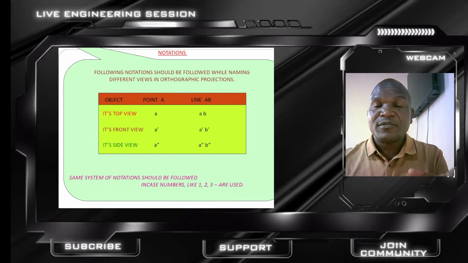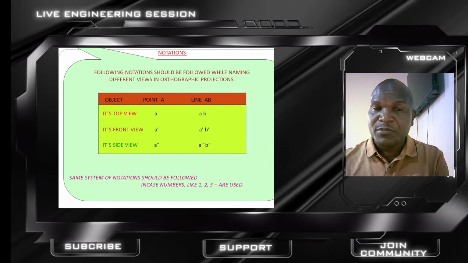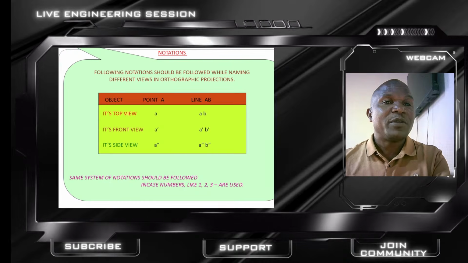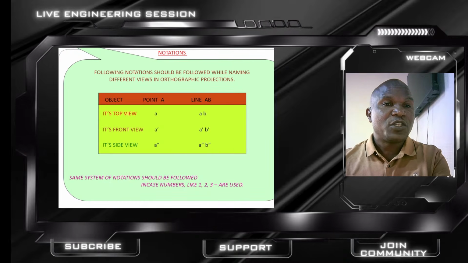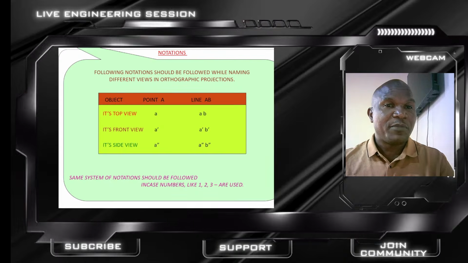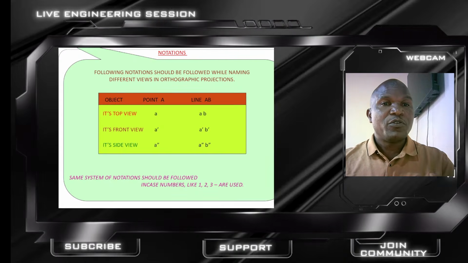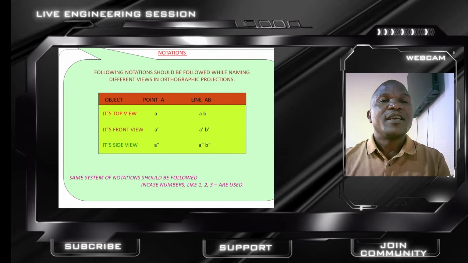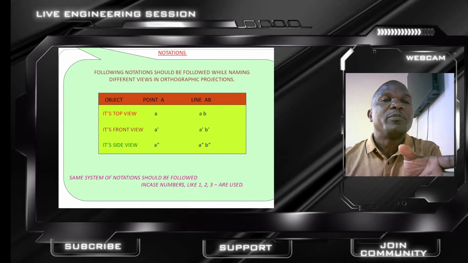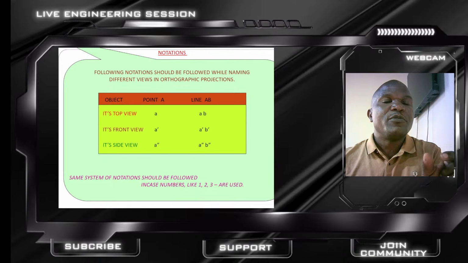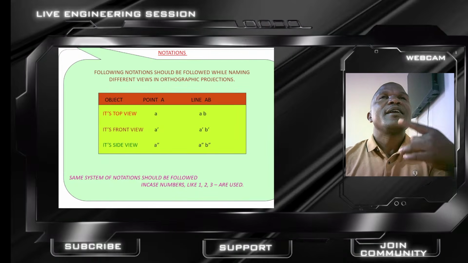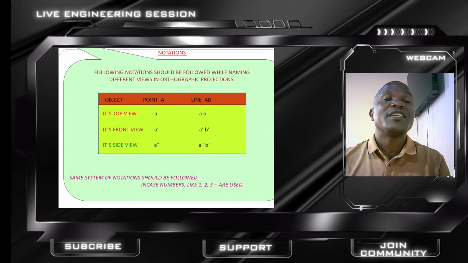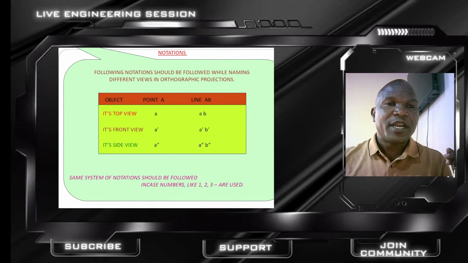In our lecture moving forward, we'll be using small letters, for example a and b, to represent the top view. But when we move to a prime, b prime, they will be representing the front view. And we move further to a double prime, b double prime, which will represent the side views. Now, very important.